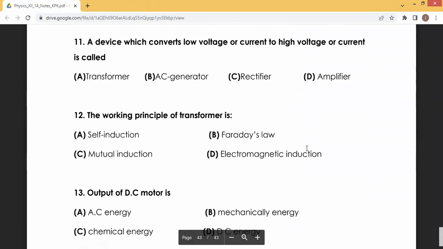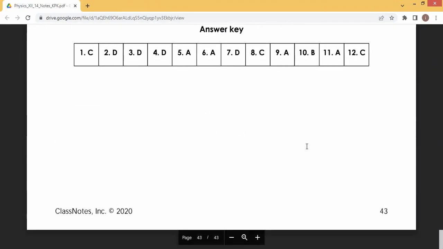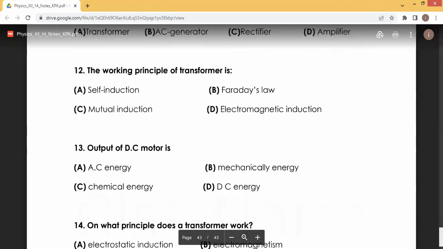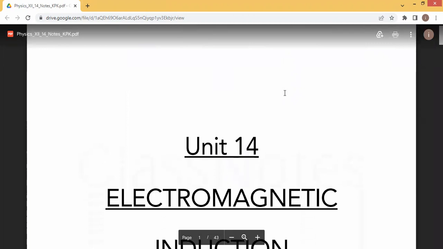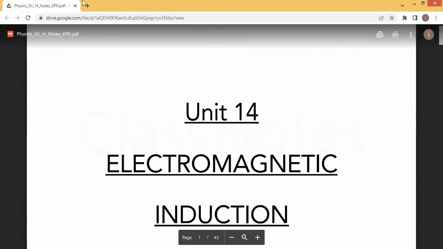So this is basically all from today's lecture. Hopefully you enjoyed it. This is the revision of this chapter, which deals with electromagnetic induction. So that's it from today's lecture.